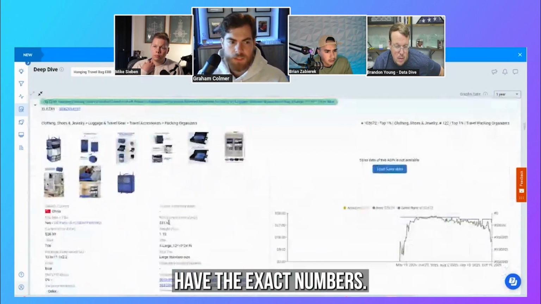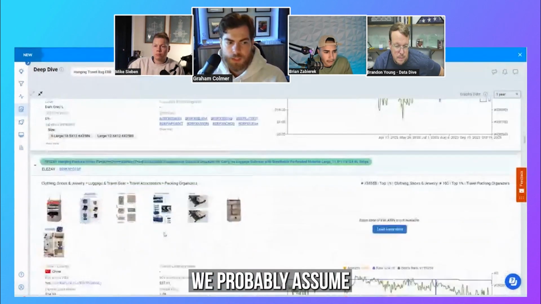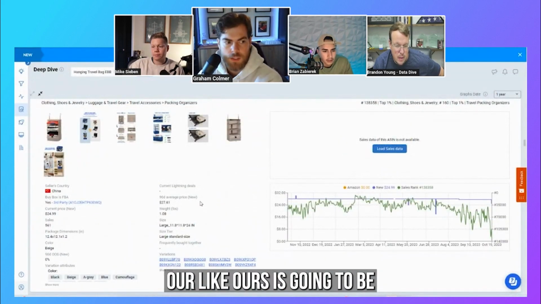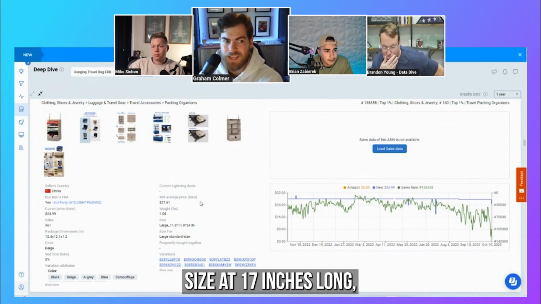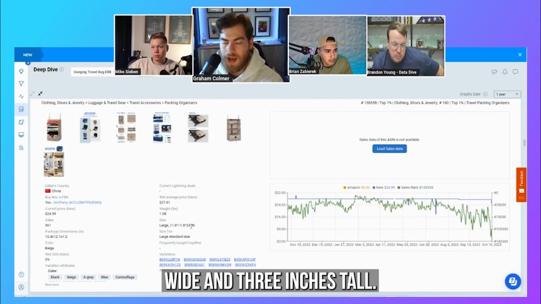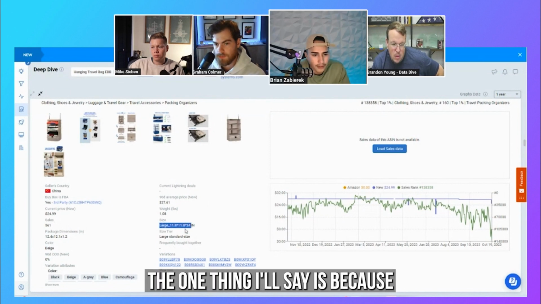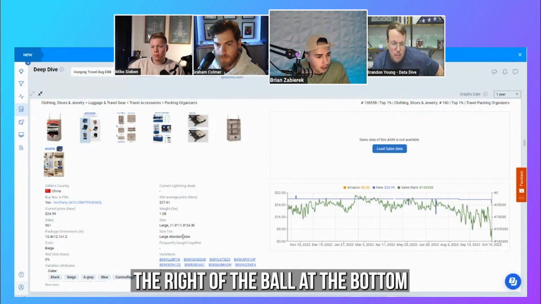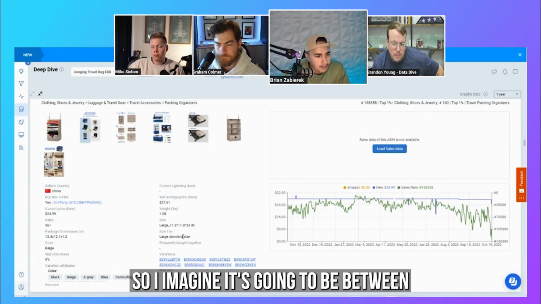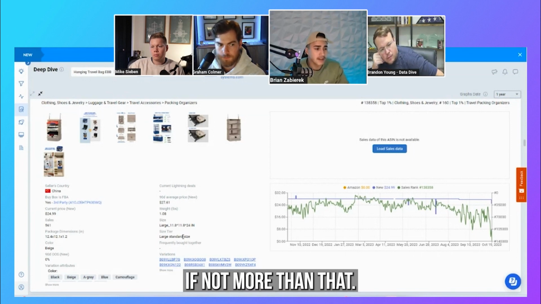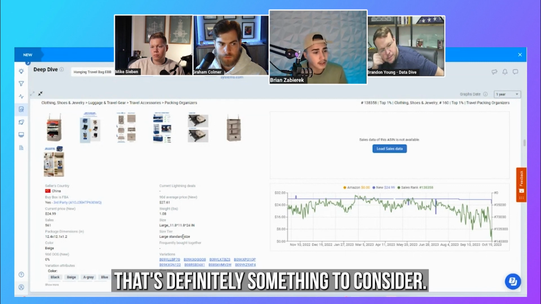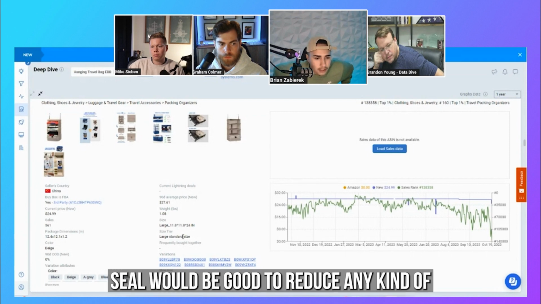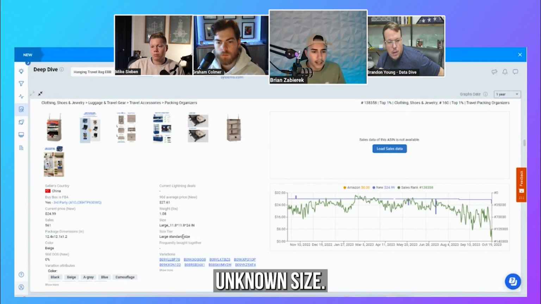We don't necessarily have the exact numbers. We probably assume we have dimensions of the exact product and how it's going to be packaged. We have our competitors. Ours is going to be just under large standard size at 17 inches long, 13 inches wide, and 3 inches tall. Yeah. The one thing I'll say is, because we're including the rod at the bottom, it is made of a metal. So I imagine it's going to be between that 1 to 2 pound weight at the bare minimum, if not more than that. Yeah, that's definitely something to consider. Maybe we shrink the product a bit and see if we can do that. Definitely a vacuum seal would be good to reduce any kind of unknown size.